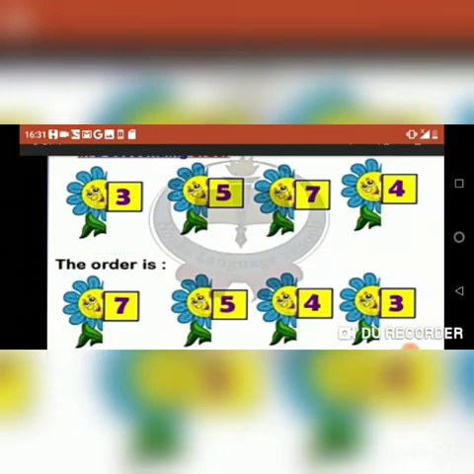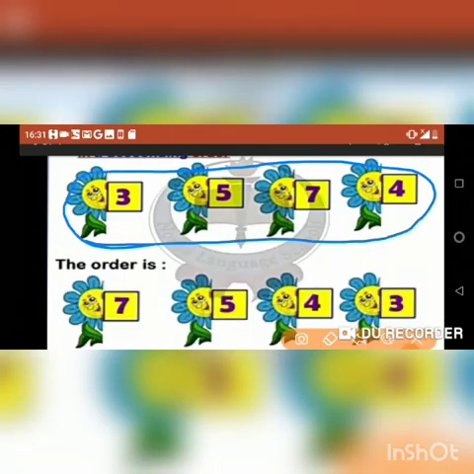So children, among all these 4 numbers, we have to find out the biggest number, because in decreasing order we'll start with the biggest number. So 7 is the biggest number. So 7 is written in the first box. After that, which number is written? 5. Yes, because 5 is the next smaller.